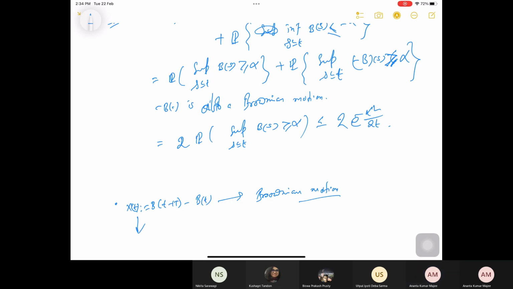This is the translation invariance. Oh, sorry, this should be capital T, otherwise at t equal to 0 it should be 0. No, it should be capital T. This is the translation invariance in this sense. Okay, so that's all for the martingale part.